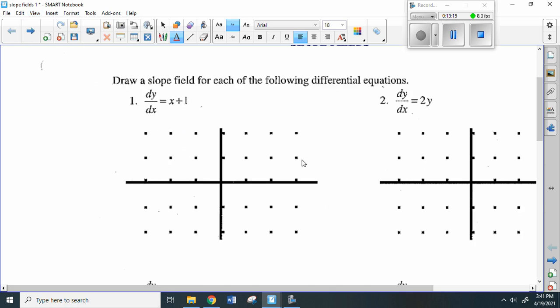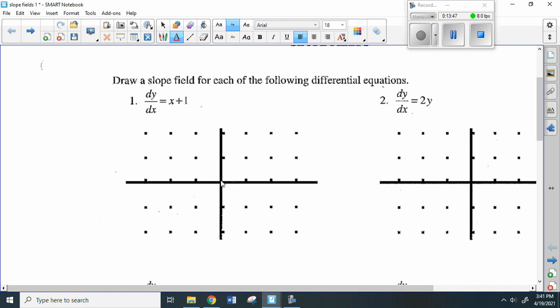All right, so I'm going to do the first one here. The differential equation is x plus 1. Remember, dy over dx is the slope, the derivative is the slope of the tangent line. So that's literally what we're finding: the slope of the tangent line at each one of these points that I have given you in this grid. You're going to assume you're counting by ones since I didn't label it any other way.